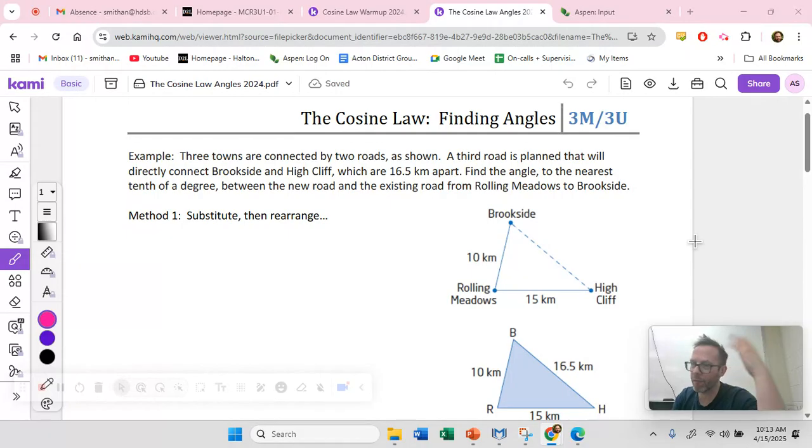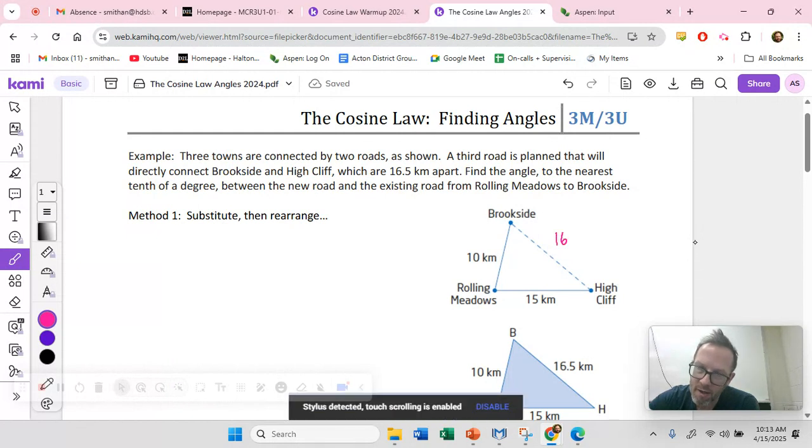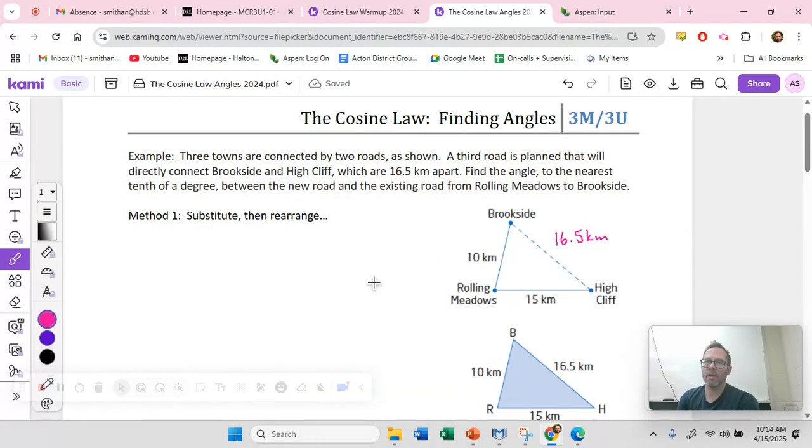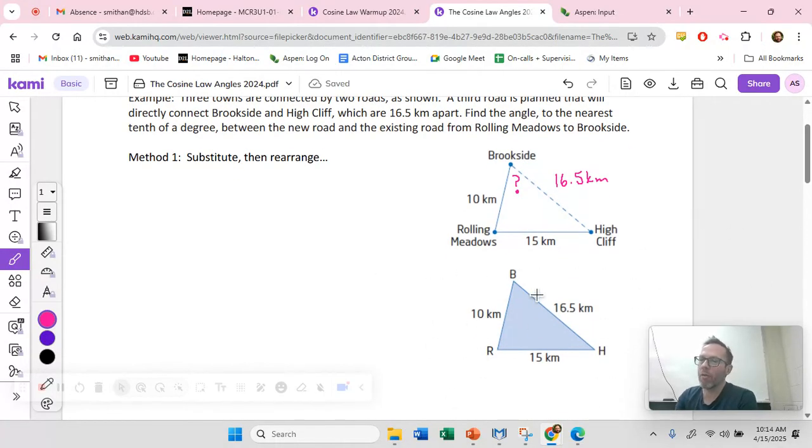In this first example, we have three towns connected together, with three side lengths, three distances: 10 kilometers, 15 kilometers, and Brookside and High Cliff are 16.5 kilometers apart. We are looking for the angle between the new road and the existing road from Rolling Meadows to Brookside, which would be this angle tucked in here. We're trying to find the angle at Brookside. If you relabel the triangle with the letters of the towns, R, B, and H, we're essentially finding angle B.